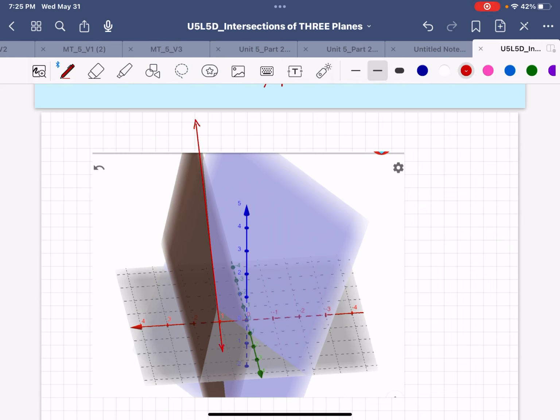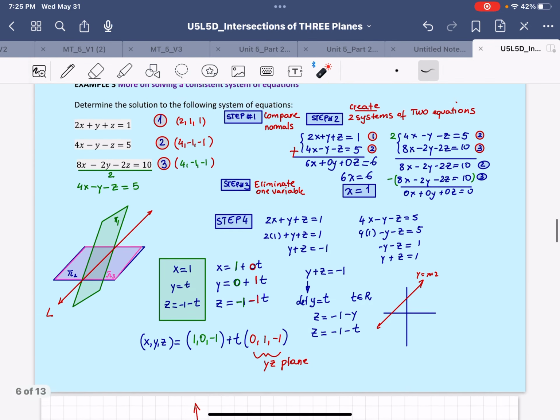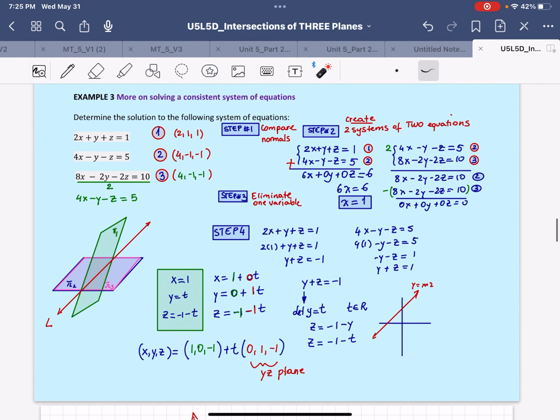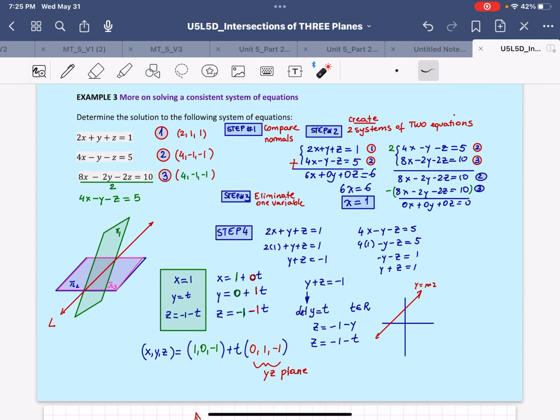As you can see, the common line of intersection here will have the x value of 1 right here, if you notice. And the direction vector will follow the YZ plane. So this is the YZ plane, and the x value would always be equal to 1, following the direction. That's the reason why we got x equal to 1 right away here. So I hope this made sense, and continue learning with enthusiasm and persistence always. Bye for now.